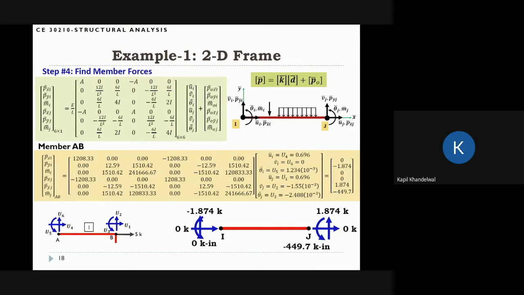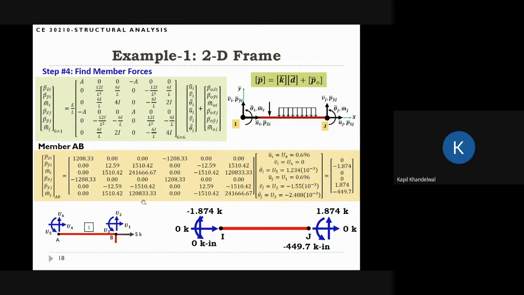Now, we also want to calculate the member forces in this case. We always remember that member forces we are trying to calculate in the local coordinate system. So this is what we want to calculate: P bar is equal to K bar D bar plus PO bar. I just drew this beam and showed the displacement degrees of freedom and the forces just for convenience. For member AB, we have to do this calculation here. We have to calculate the stiffness matrix multiplied by the displacement in the local coordinate system plus the fixed end forces in the local coordinate system.